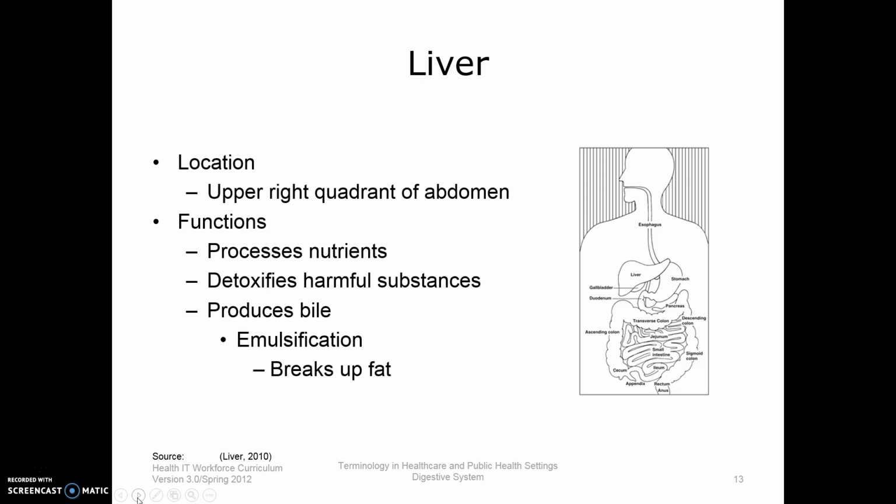The liver is located in the upper right quadrant of the abdomen. The liver processes nutrients, helps in the detoxification of harmful substances, and produces bile. Bile aids in breaking up large fat globules into smaller droplets. This process is called emulsification.